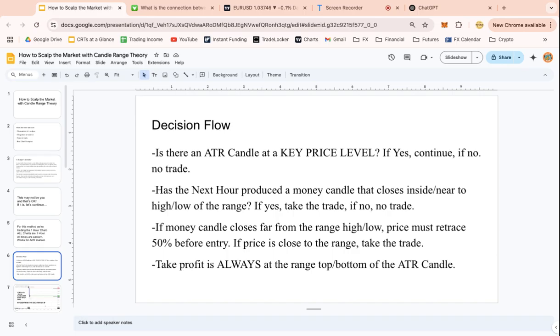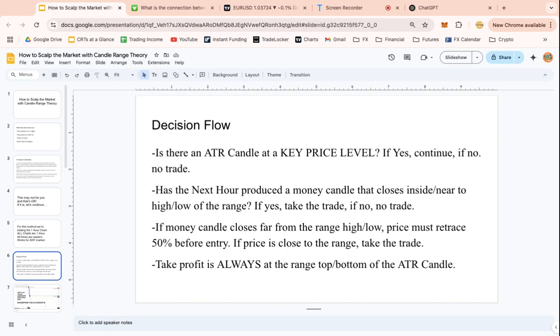Next, has the next hour produced a money candle? A money candle is just that candle that pokes below the range, then closes back inside of it, and it must happen 1 hour after the ATR candle. So if there is, yes, then we can take the trade. If no, there's no trade. And of course, if it's a larger size money candle, we like to wait for a retracement, and I'll show you that because that's better shown than explained, and you'll see exactly what I'm talking about.